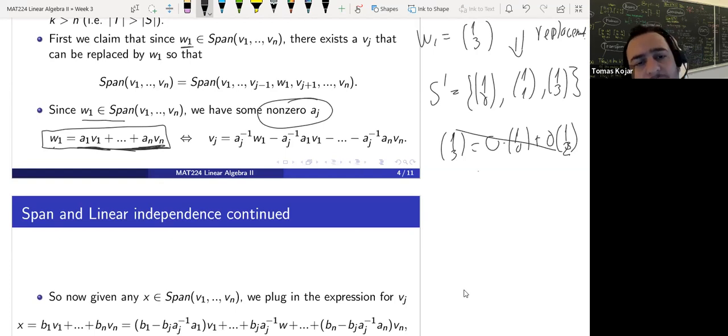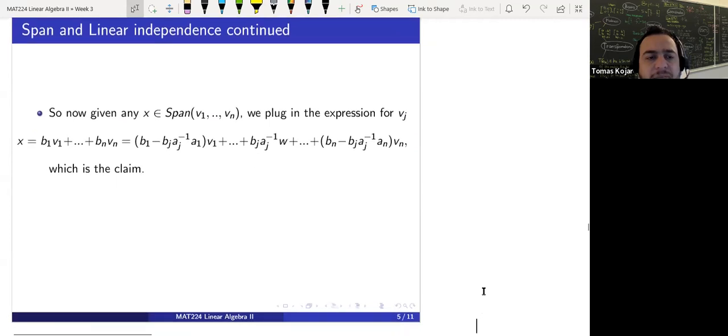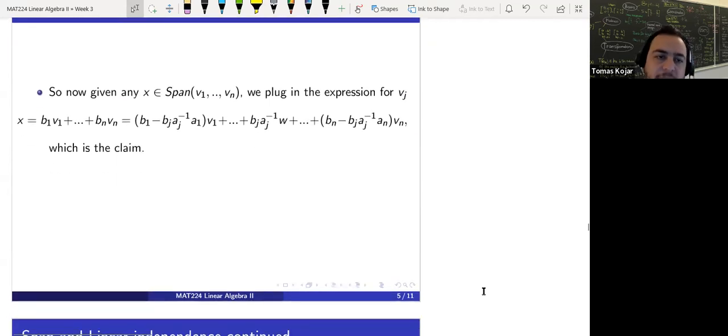So since it's not 0, you have a multiplicative inverse. Since you have a multiplicative inverse, you multiply both sides by it. So we do it here. And I'll just finish with the claim and continue on Friday.